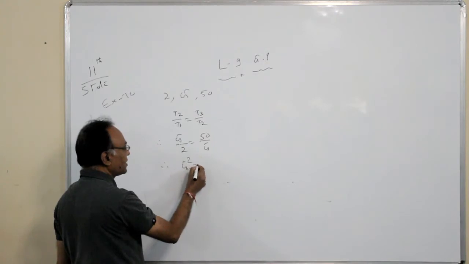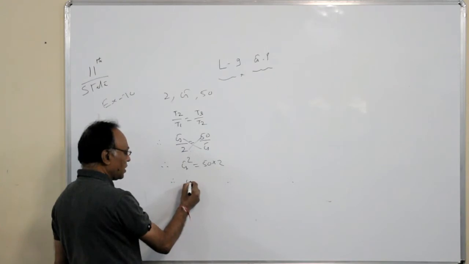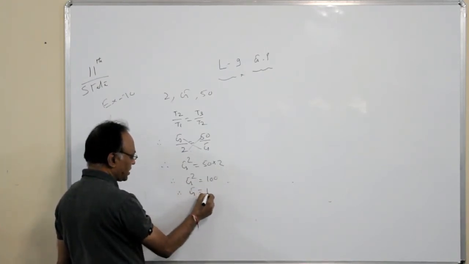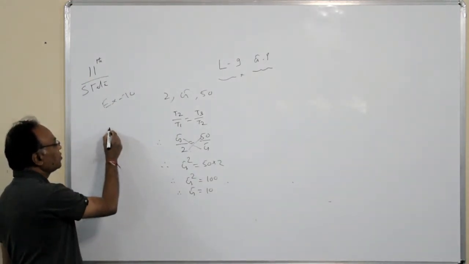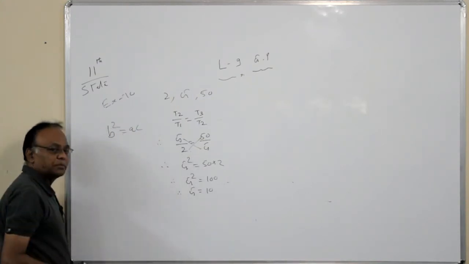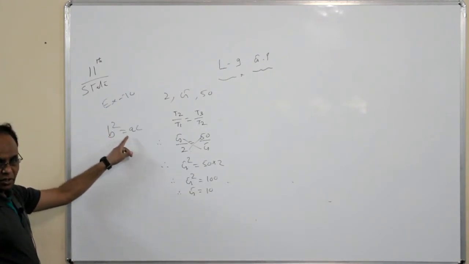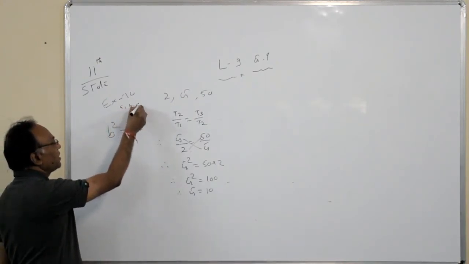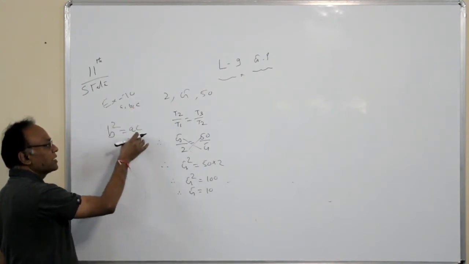Therefore, G square is equal to 50 multiplied by 2, cross multiplication. Therefore, G square is equal to 100. Therefore, G is equal to 10. In short form, if it is a GP, you also have to remember the formula B square is equal to AC. B means the second term, A means the first term and C means the third term. Therefore, B square is equal to AC.